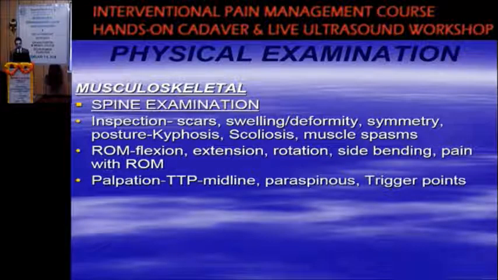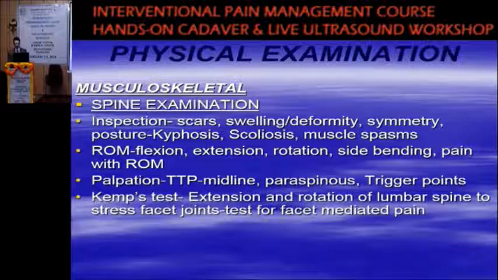Palpation, again, the same thing. You push on the spine. If there's midline tenderness, it can be 2 or 3 different things. They can have a vertebral compression fracture. Midline tenderness is very positive. Or they can have a disc related pain, midline tenderness is there. Paraspinous tenderness is more like muscle tenderness. There can be trigger points. Kemp's test is very simple. You extend and rotate the spine. So what are you doing there? You're stressing the facets, right? You're stressing the facets by doing that. And that is facet-mediated pain.